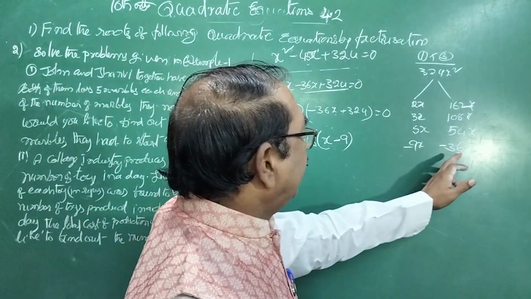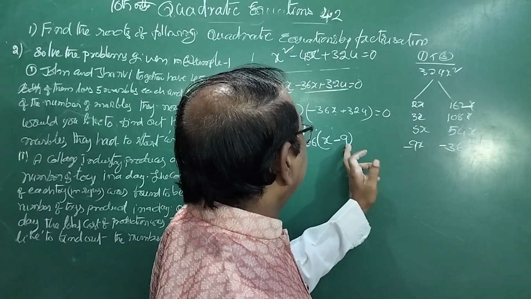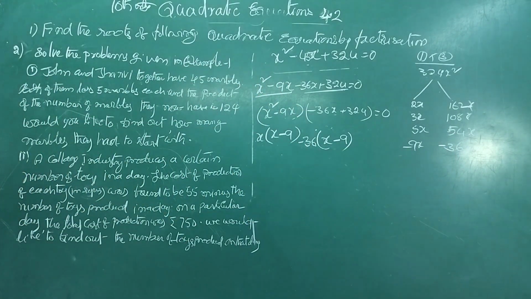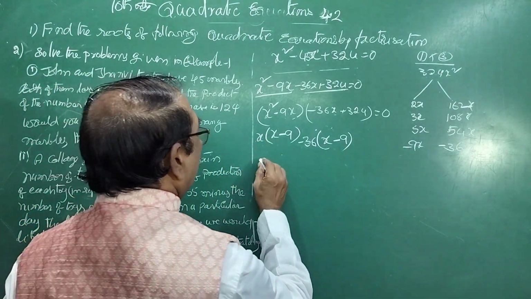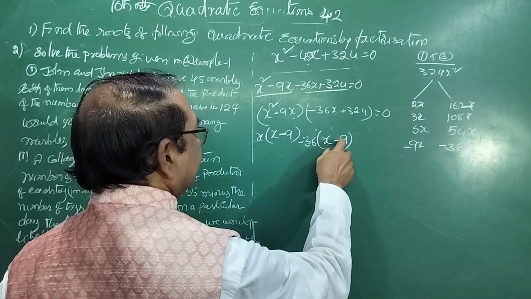Here 36. These are the two factors of this. 36 brought means 9x will be divided. X already brought out means this is. Now two things. One is x into x minus 9, minus 36 into x minus 9.